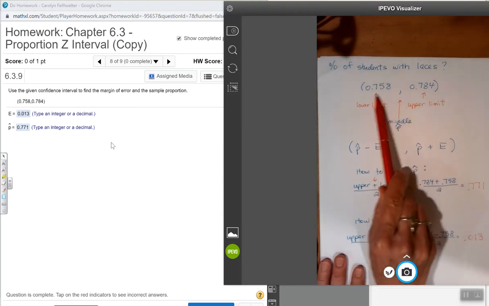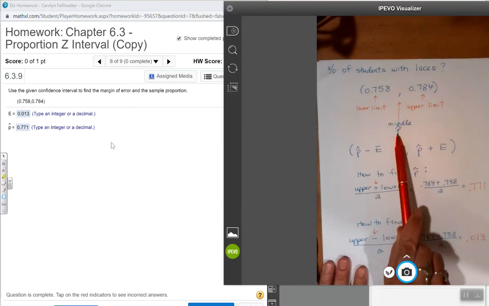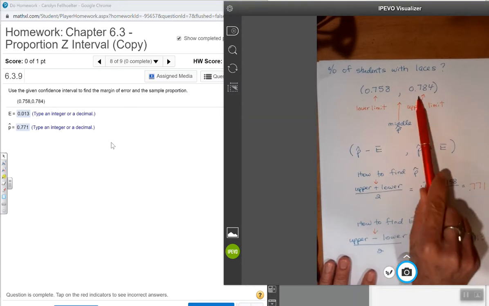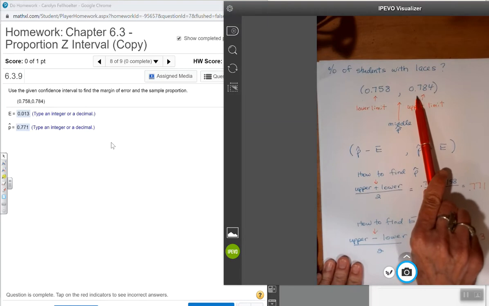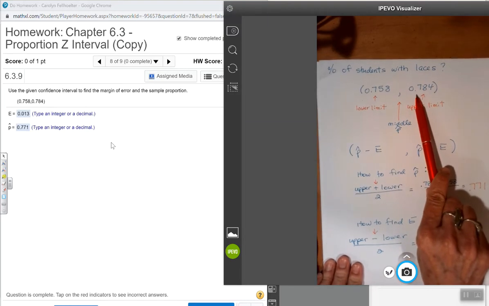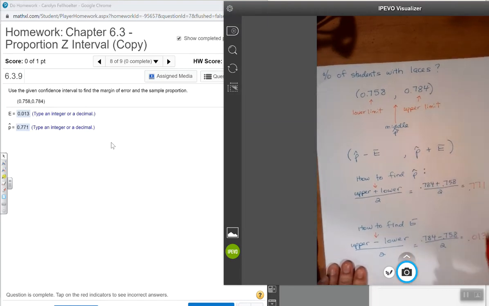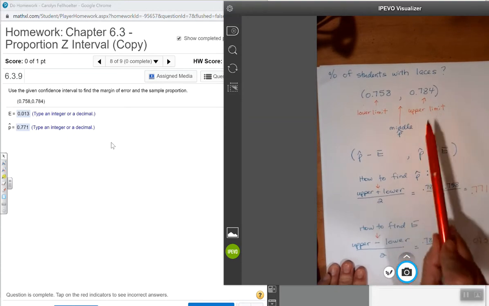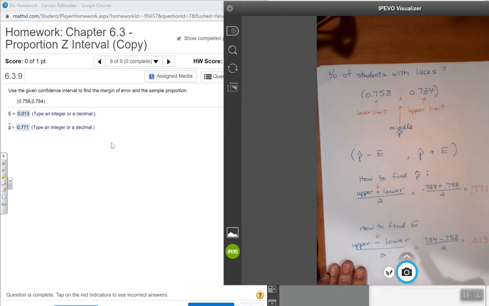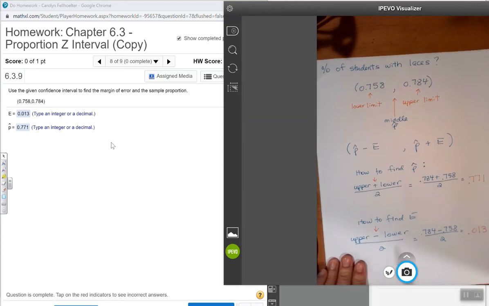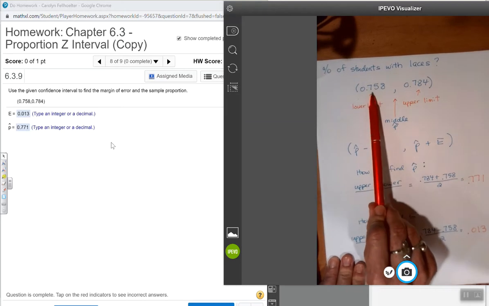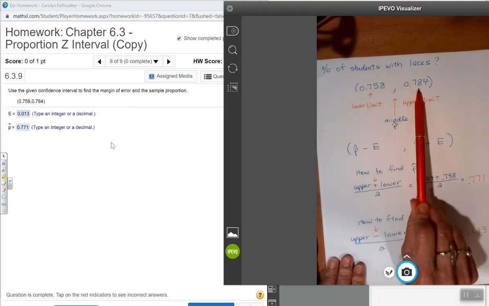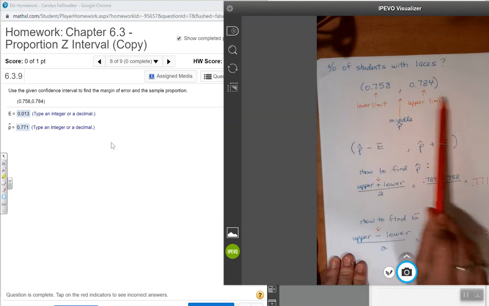So it's somewhere in here. It's actually exactly in the middle of here. So our confidence interval is saying that we are, and it doesn't say if this is a 90% or 95% confidence interval, but let's go with 95%. This would be, we are 95% confident that the proportion of all Pellissippi students that have laces on their shoes is between 75.8% and 78.4%. So we're saying it's in this range.